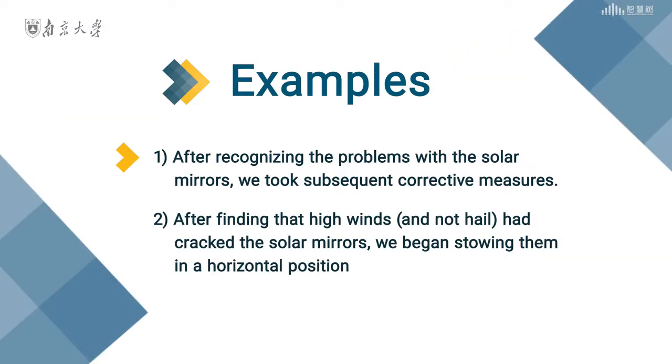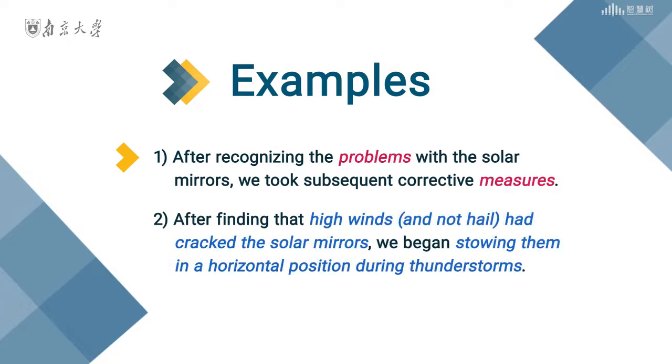Sentences with such words tend to be general statements unsupported with specific numbers and examples, and consequently the writing floats ungrounded. Now please pause the video to compare the following two sentences and judge which one is more precise. Compared with the first sentence, the second sentence improves the precision in language by specifying the problems. That is, high winds had cracked the solar mirrors, and measures, that is, stowing them in a horizontal position during thunderstorms.